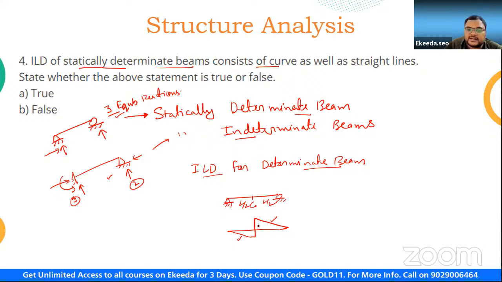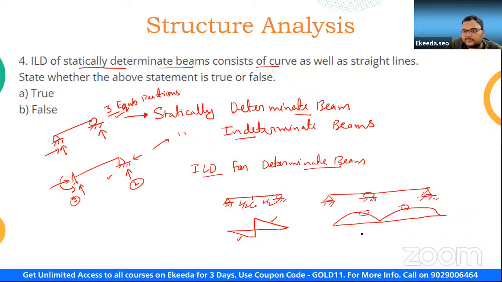Now let us say this is a statically indeterminate beam, and if we have to draw the ILD for this one, then it can be like this, right? So what happens is these are all curved lines, right? So this will come only when the beam is statically indeterminate. It will never come when the beam is statically determinate, right guys?